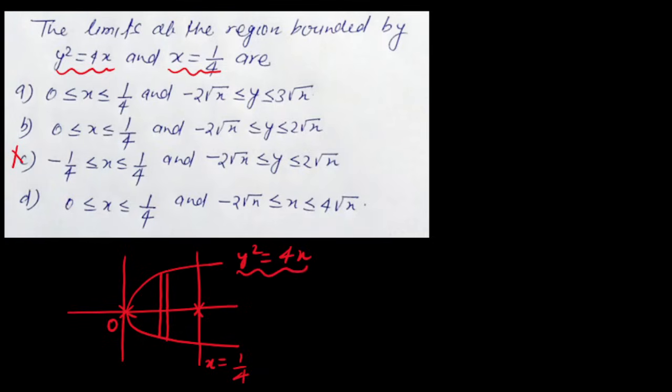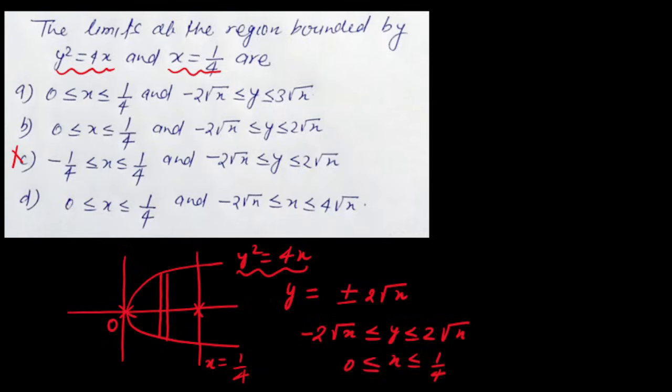Now y square is equal to 4x, so what is y? Y will be equal to plus minus 2 under root x. So if I take a vertical strip, y will vary from minus 2 under root x to 2 under root x, right? And how will x vary? X will vary from 0 to 1 by 4. So which option do you think will be correct? This option is not correct because here it is different. I think option B is correct here, 0 to 1 by 4 and minus 2 under root x to 2 under root x.